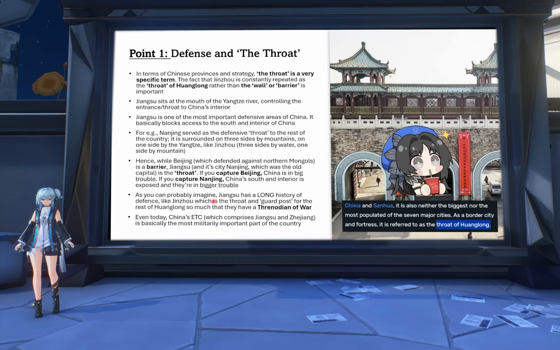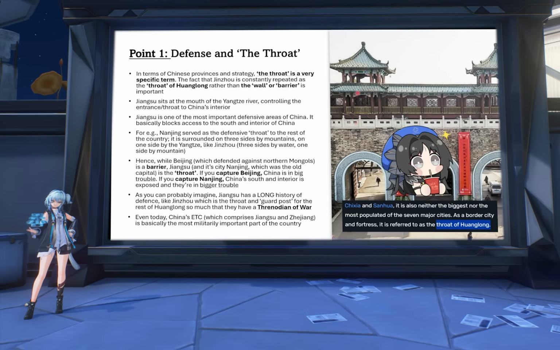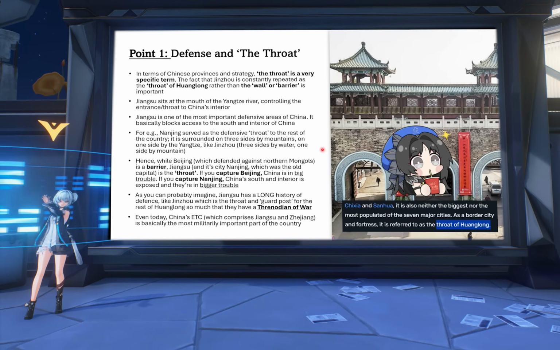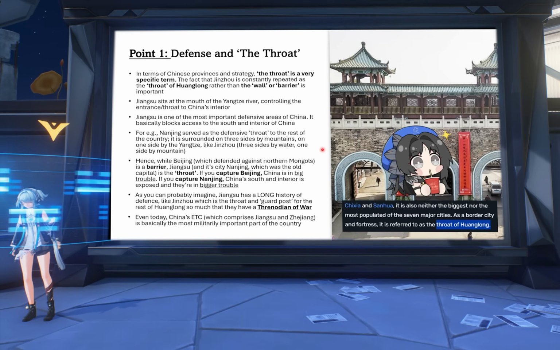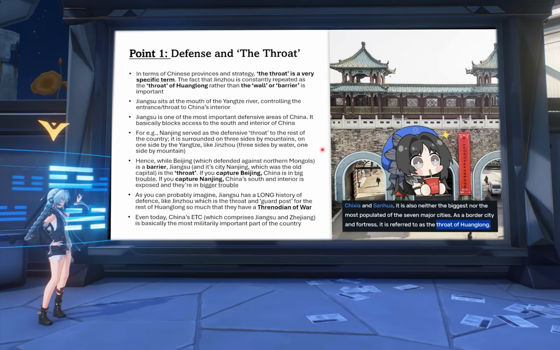So because of that, you can probably imagine Jiangsu has a really long history of defense and being under siege, very much like Jingzhou, which is the throat and the guard post for the rest of Huanglong. So much so that they have a fortress of war. And if you're wondering, yes, Beijing is the capital of China, but even today, China's ETC, or Eastern Theater Command, which happens to comprise Jiangsu and Zhejiang, the two provinces we talked about, has basically the strongest military concentration in the whole country, right? For all the reasons that we already talked about above. So from a defensive standpoint, Jiangsu is already the premier candidate for the inspiration of Jingzhou, but there's actually a bit more to it as well.